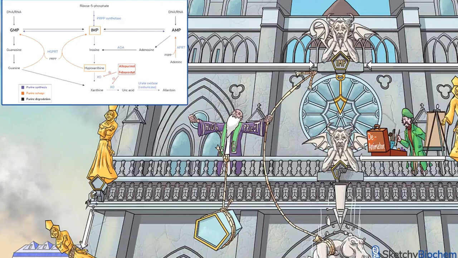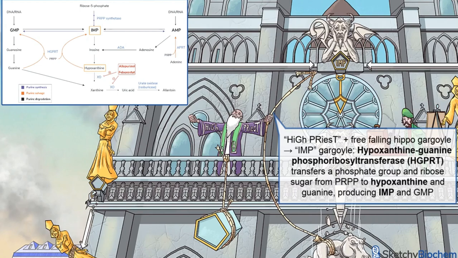Hypoxanthine guanine phosphoribosyltransferase, or HGPRT, transfers a phosphate group and ribose sugar from PRPP to hypoxanthine, making IMP. The high priest saving the falling hippo is HGPRT. Note the arrow of the rope pointing to the imp gargoyle because this enzyme turns hypoxanthine to IMP.